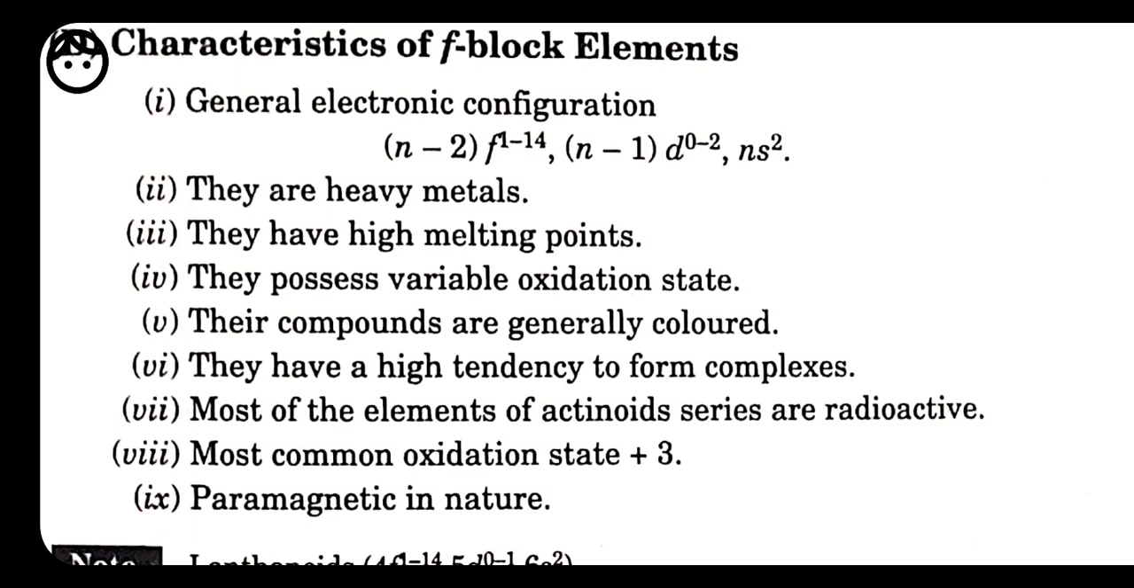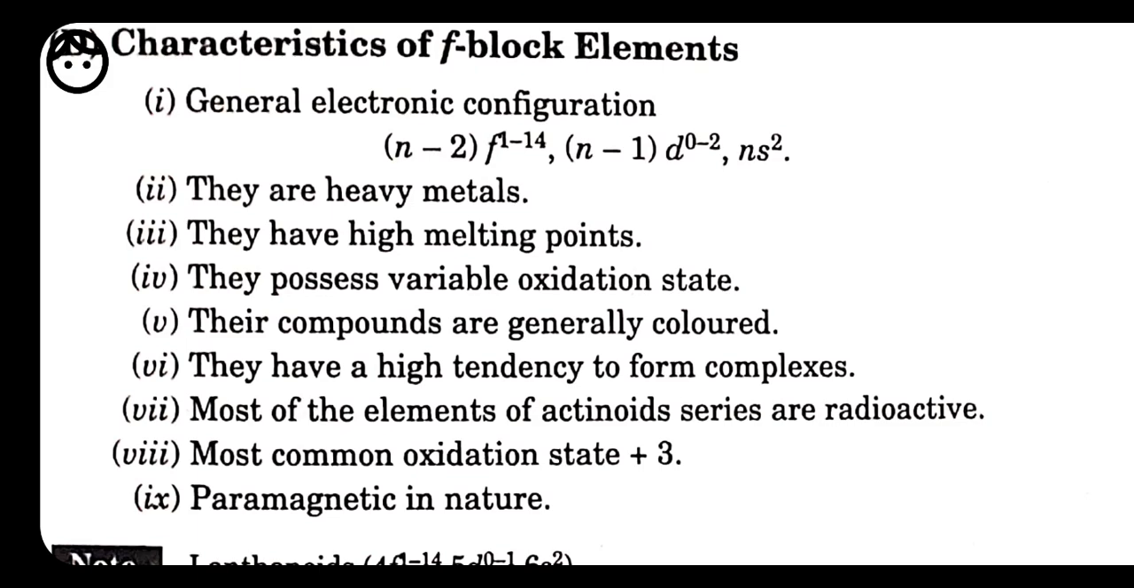Next, they are heavy metals. The elements present in the f block are called lanthanoids and actinoids. So they are taken as heavy metals. Next, they have high melting points. They possess variable oxidation states. Their compounds are generally colored. They have a tendency to form complexes. Complex compounds they form, that also we will discuss.